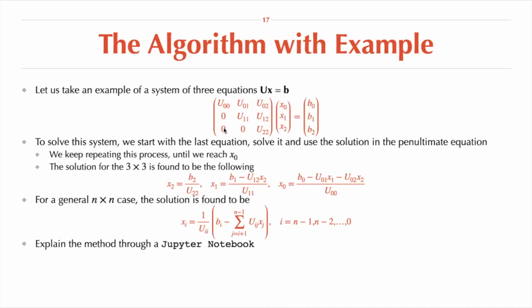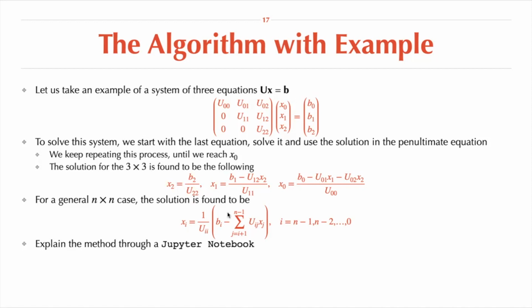Let's say you have this upper triangular matrix in which the entries below the diagonal are 0. Let's say you want to solve the system, and as I said before, these numbers are known. So it's very easy to solve. First you solve for x2, which is this. Then you backward substitute it in this equation for x1, and then when you know x2 and x1, you can find what x0 is. So this is how it is implemented.